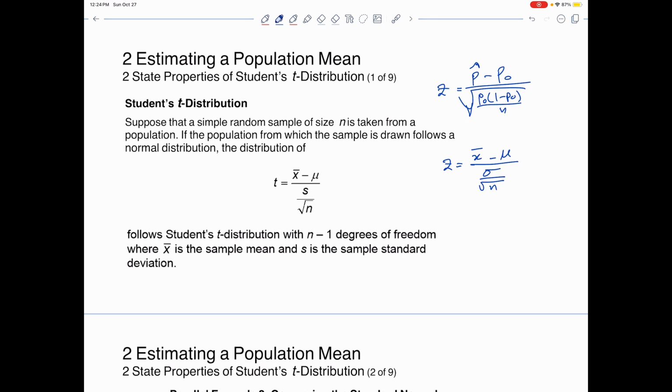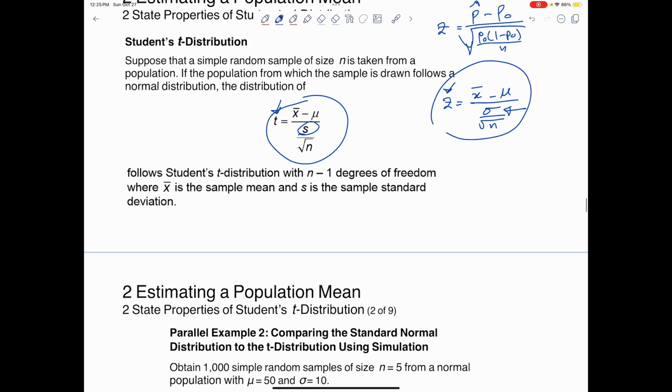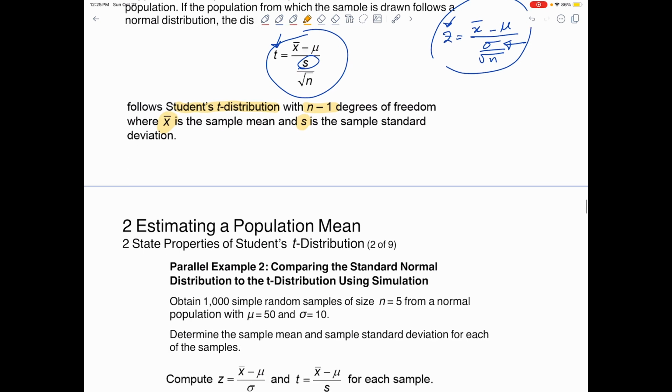But when we are dealing with samples, usually we do not have access to the population standard deviation, so we replace it with the sample standard deviation, which changes the name from a z-score to a t-score. That is what distinguishes this formula from that formula. This distribution follows a student t-distribution, or basically a t-distribution, with n-1 degrees of freedom, because we do not have access to the information from the population, but we have the sample size and we have the sample standard deviation instead.